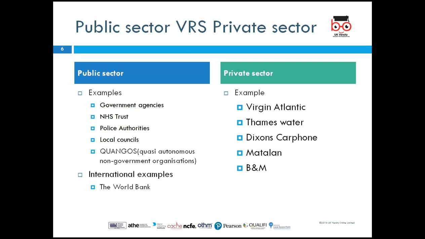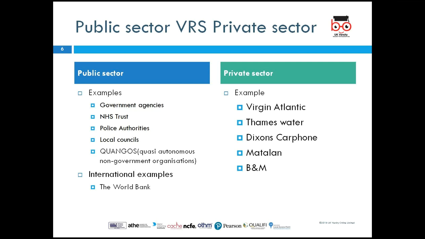Some of the prominent private sector companies that we have in the UK, I'm trying to use the UK. Virgin Atlantic is one of the big ones. Thames Water is another big one. Dixons Carphone is another one. Matalan is a very big shop. B&M is another one. These are all big private sector companies that we have here in the UK. Of course, if you are outside the UK, you can still use examples of private sector companies in your country of residence.